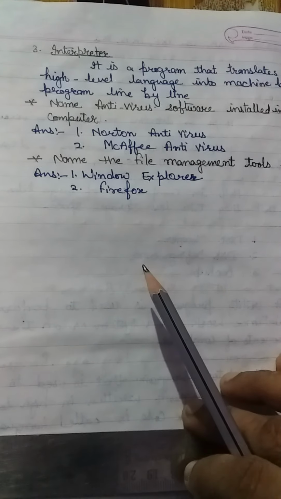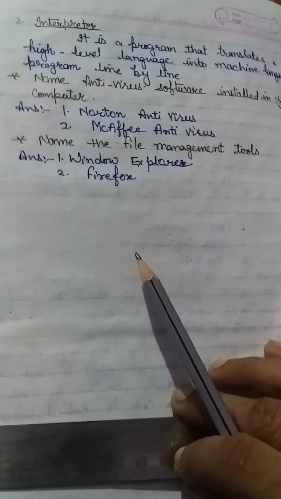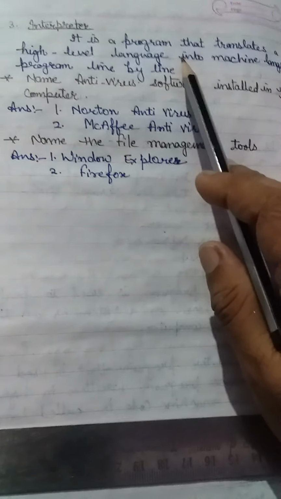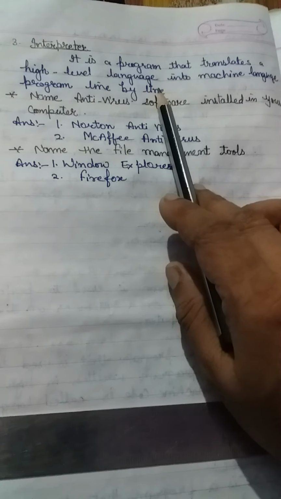These are the three different types of language processor. I hope you all understand what the language processors are and what task is performed by the interpreter, compiler and assembler.